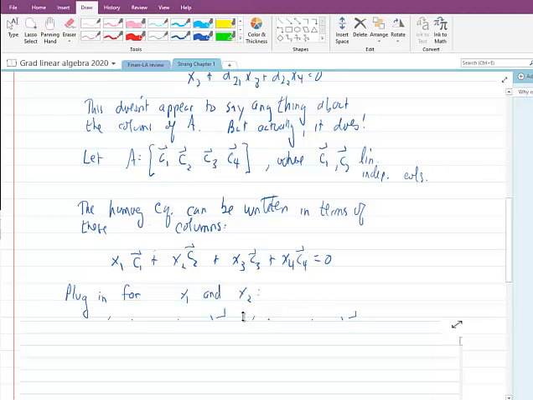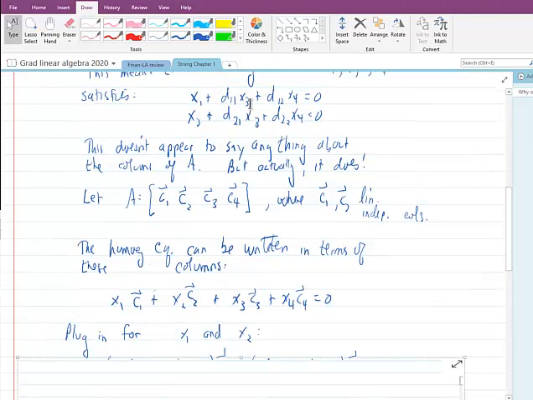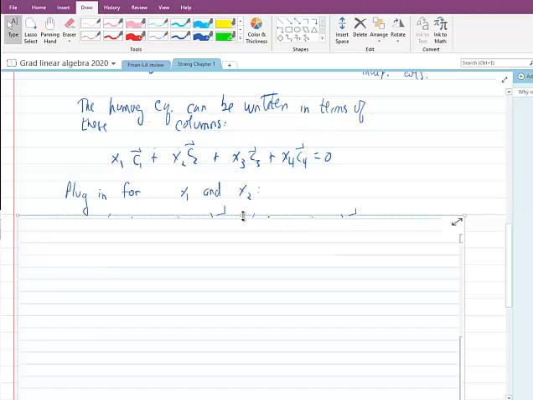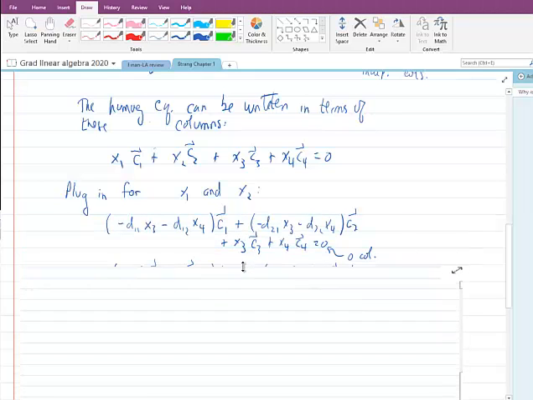Let's plug in for X1 and X2. We have equations for X1 and X2 up here, right? This means that X1 is equal to minus D11 X3 minus D12 X4, and X2 equals minus D21 X3 minus D22 X4. So I can plug that in for X1 and X2, and we're going to get some relationship between the columns. All right, so what do we get when we do that?